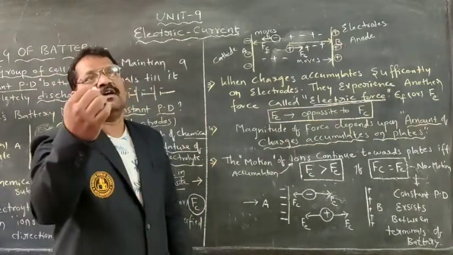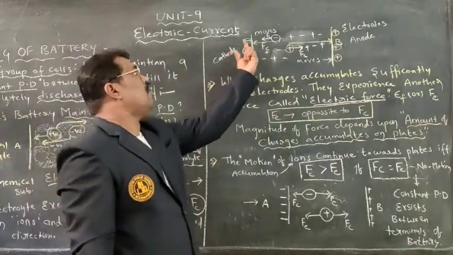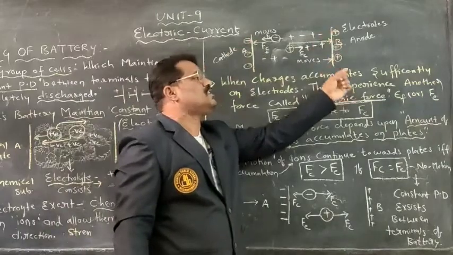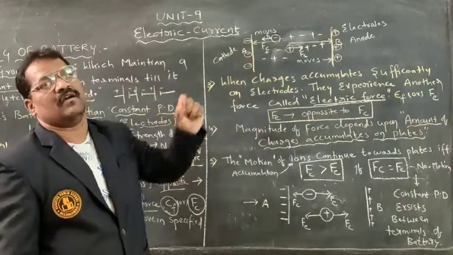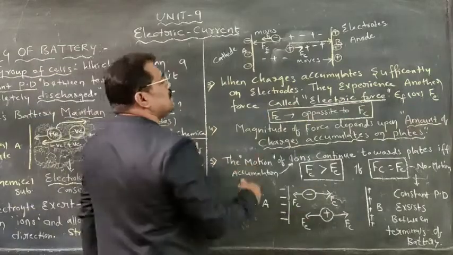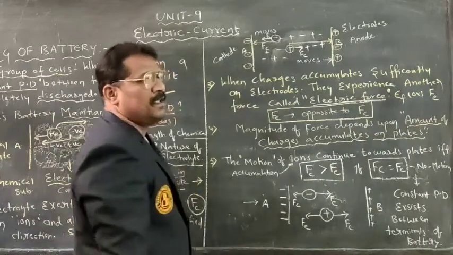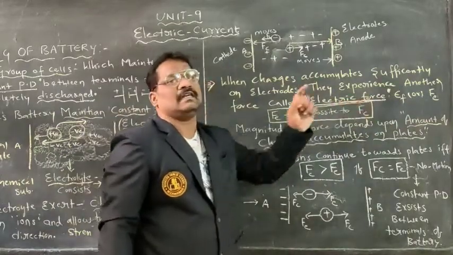A 1.5 volt, 1.1 volt battery, in that way we can see it. Depending upon the capacity, how many charges can be accommodated sufficiently on that particular plate. Then what happens? The charges, the ions, will experience another force.